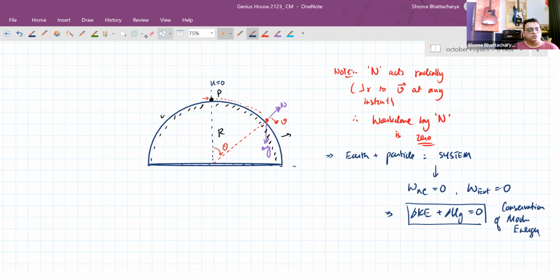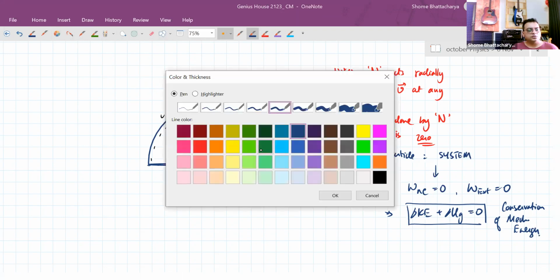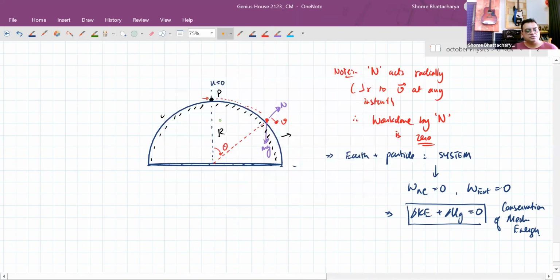Okay. So again, from this position to this position, if the vertical displacement is h, that in this diagram will be this displacement here. This is h, suppose. Okay, so we have the relation that plus half mv square minus mgh is equal to 0.